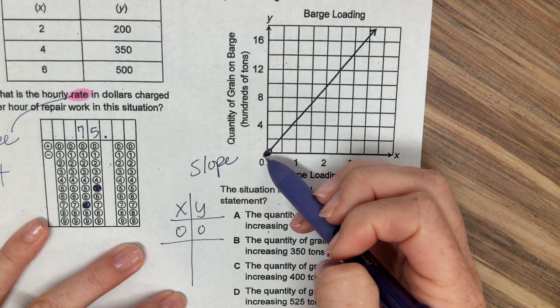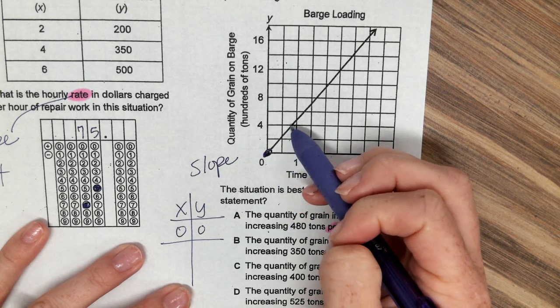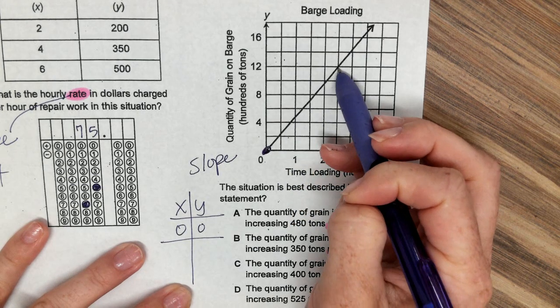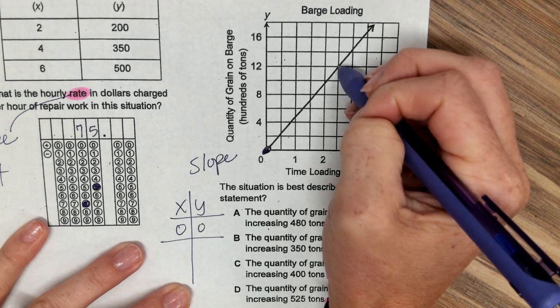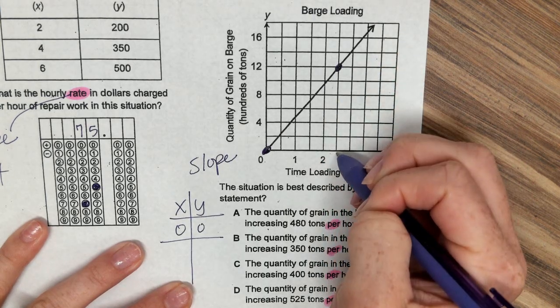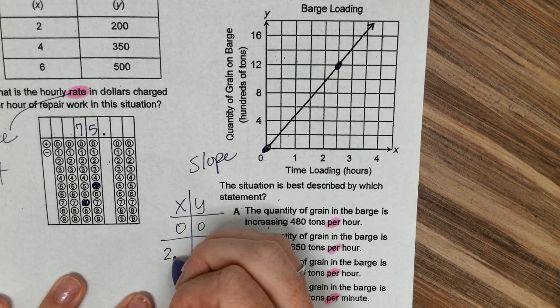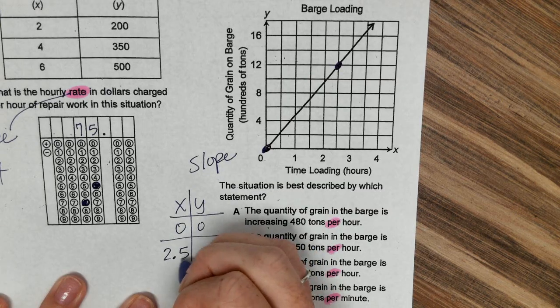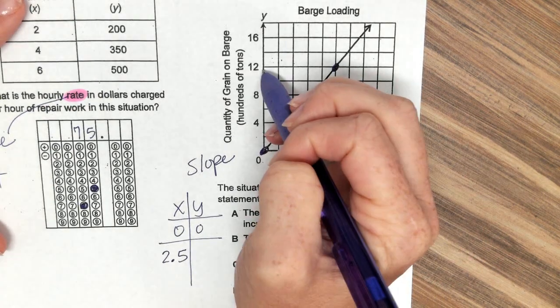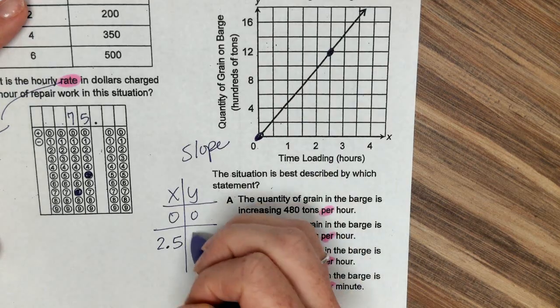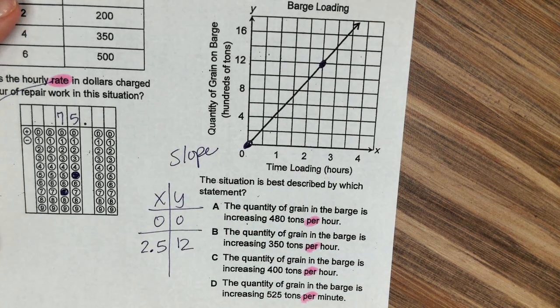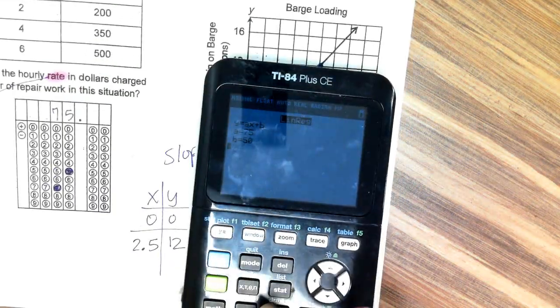Now we need to find the next good dot. That's not good. No, no, no. This one. Does everybody agree? Find the x value. It is between 2 and 3. What is right between 2 and 3? Say it. 2.5. How would I write that? 2.5. Where am I at on the y-axis? 12. So I'm going to go to stat and put this in.